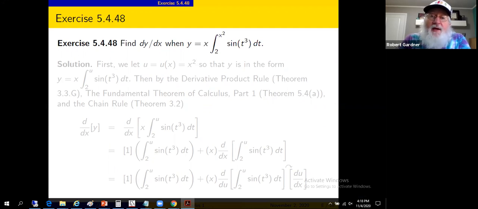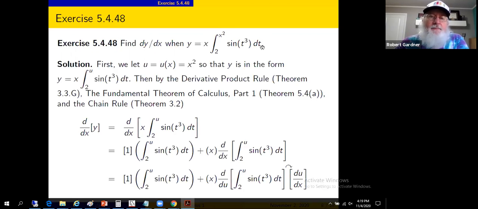Okay, find dy dx when y equals x times the integral from 2 to x squared of sine t cubed dt. Okay, first off, you got yourself a product of functions of x here, so we'll have to use a product rule. The first function is x. The second function is this thing here. That depends on x in some way. So we have to use a product rule first off. So let's start with that. All right, we're going to have to use a product rule.